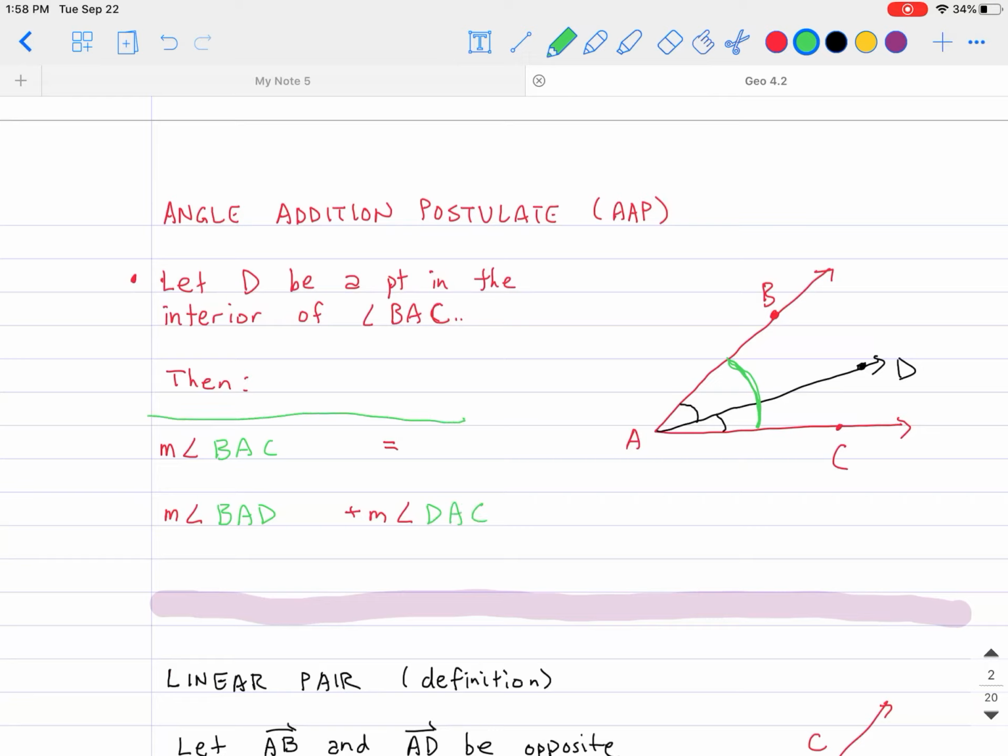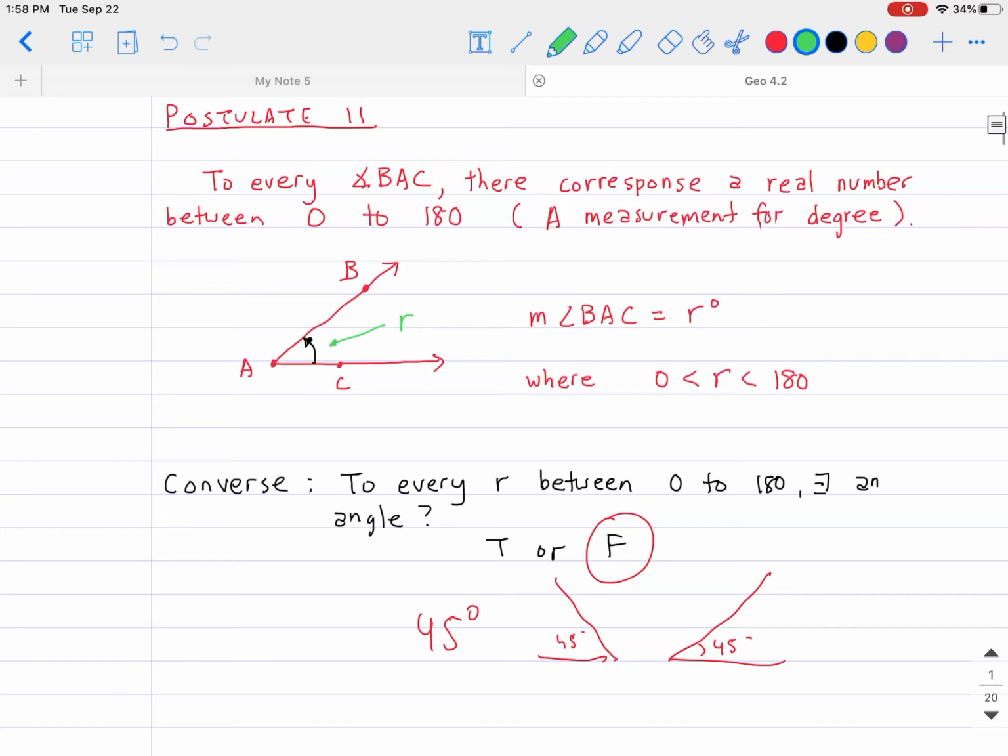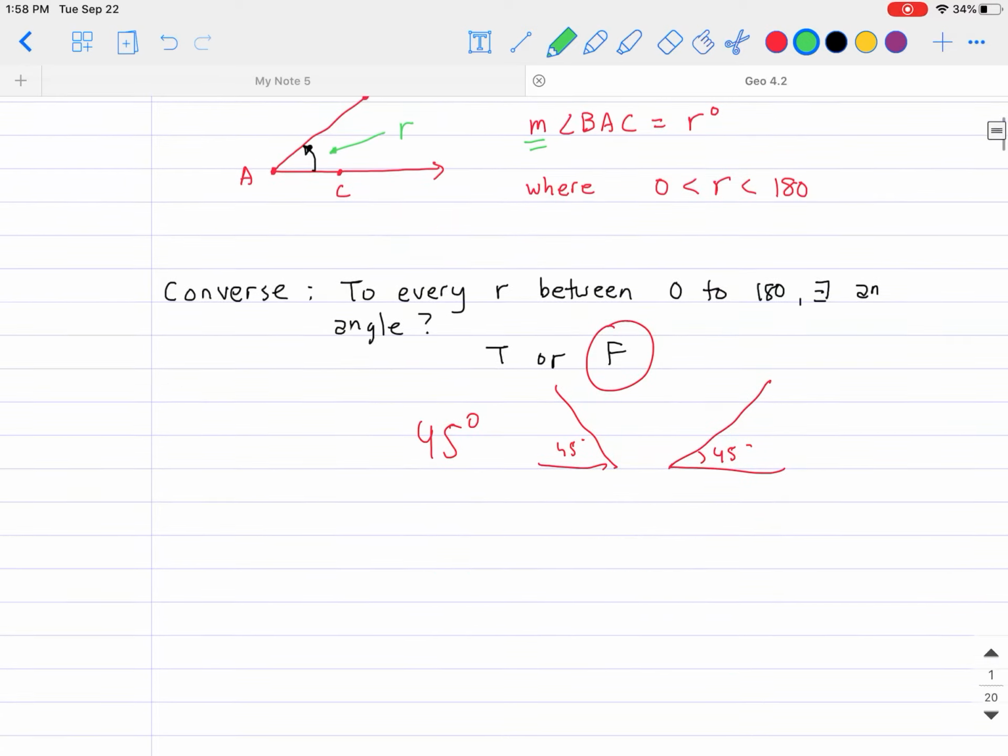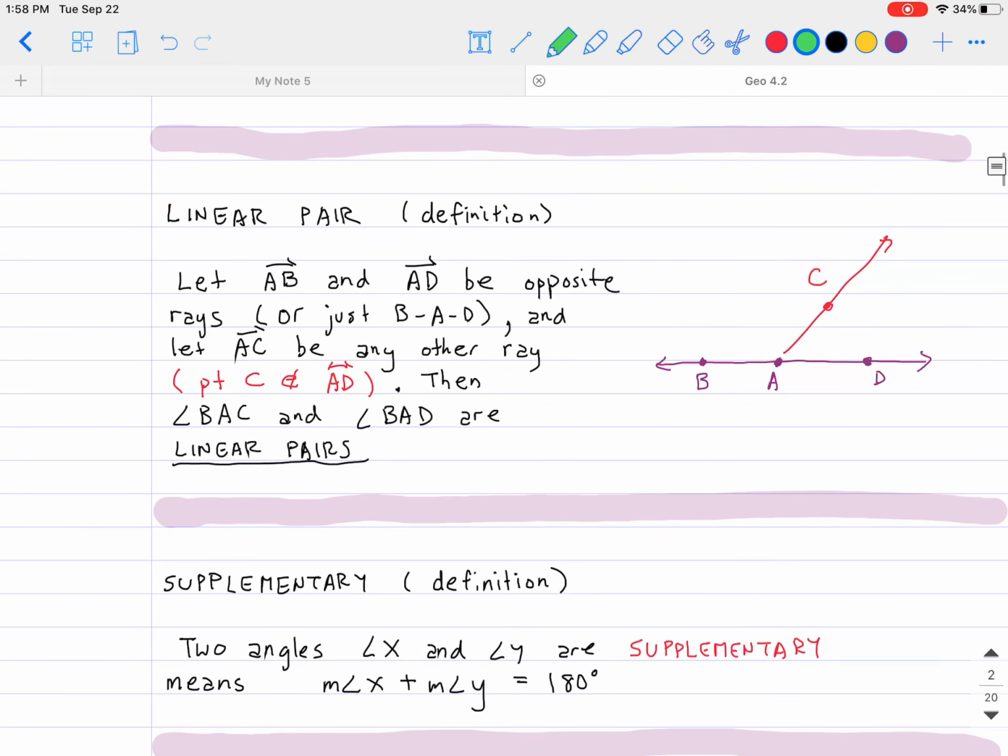And right there, that is going to be our angle addition postulate then. And by the way, that little M on the outside right there means the measurement of the angle. So that's where you have the numerical numbers that you are assigning according to postulate number 11. Okay, so remember the M, again, that means the numerical measurement of the angle, like how big that angle is going to be. Okay, so after that, we're going to talk about linear pair and supplementary.